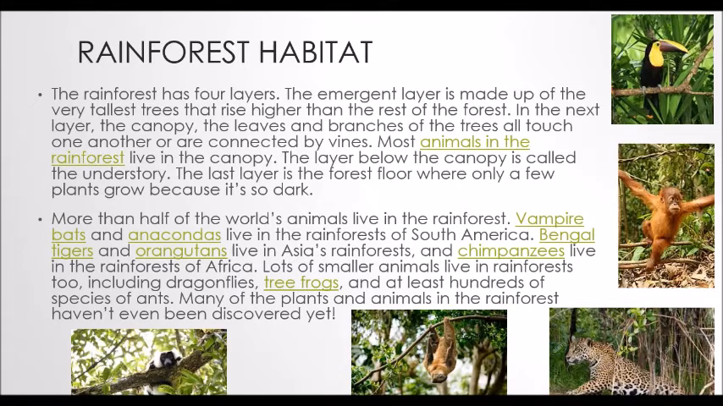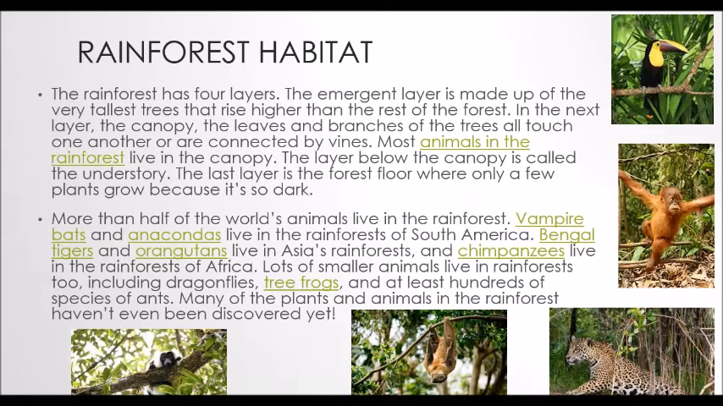So the first layer is called the emergent layer, and it's the top of the very tallest trees. So it's the top layer. Then the next one is the canopy, and most of the animals that have been studied actually live in the canopy because that's where they can get their food. So their fruit, their seeds, even the insects, okay? So most of the animals in the rainforest live in the canopy.